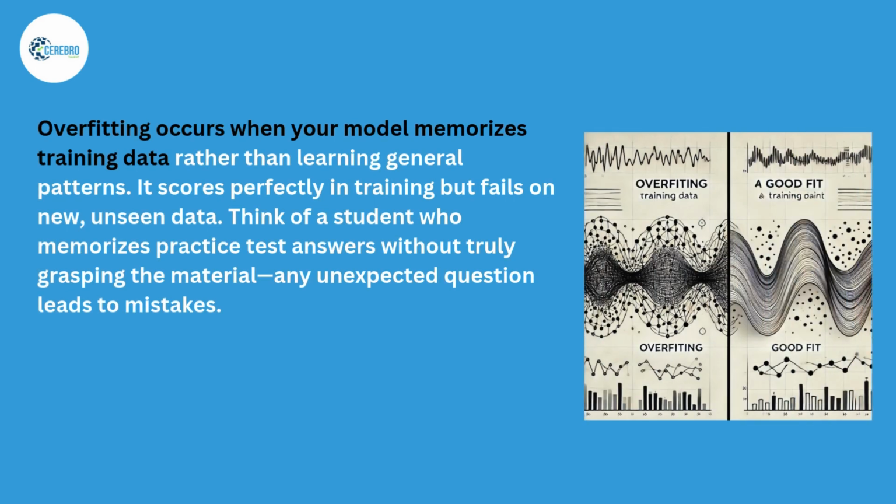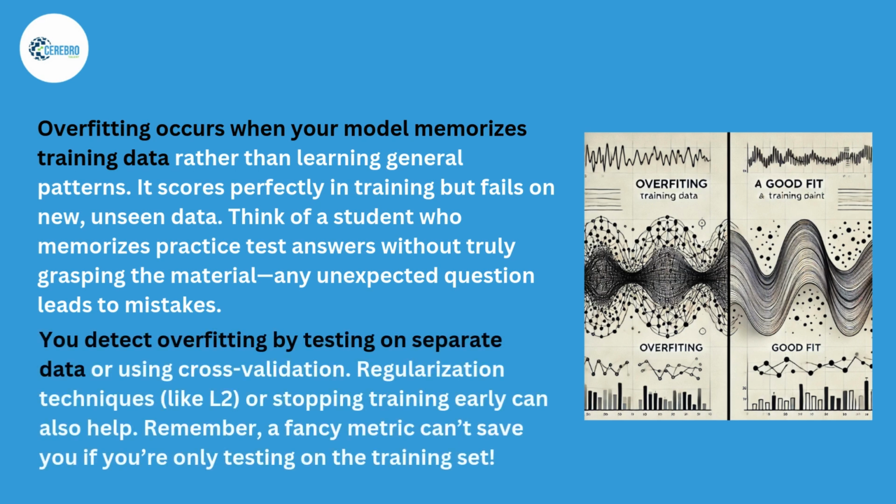Overfitting occurs when your model memorizes training data rather than learning general patterns. It scores perfectly in training, but fails on new, unseen data. Think of a student who memorizes practice test answers without truly grasping the material. Any unexpected question leads to mistakes. You detect overfitting by testing on separate data or using cross-validation. Regularization techniques, like L2, or stopping training early can also help. Remember, a fancy metric can't save you if you're only testing on the training set.